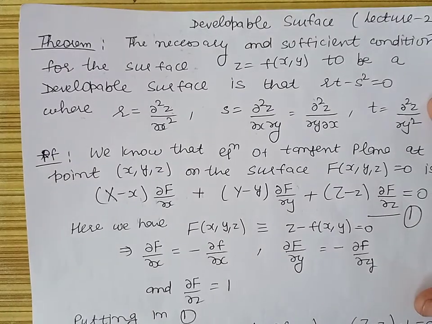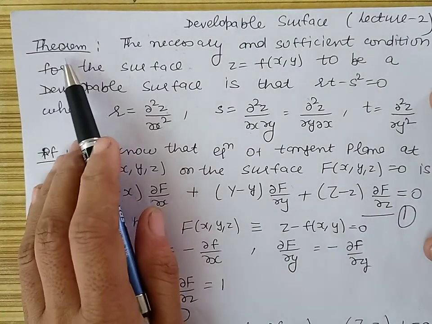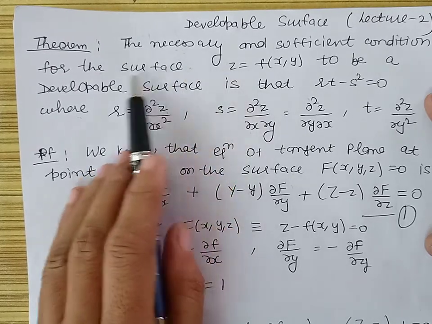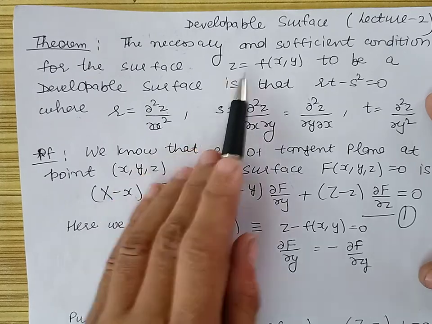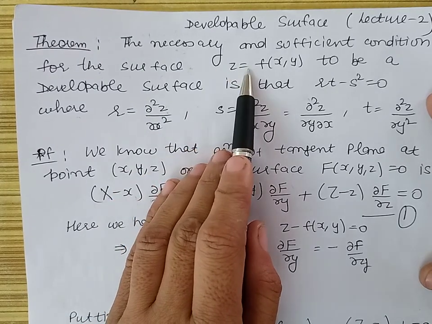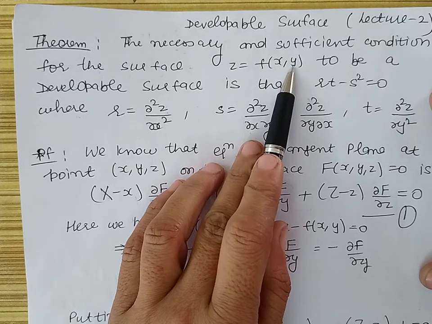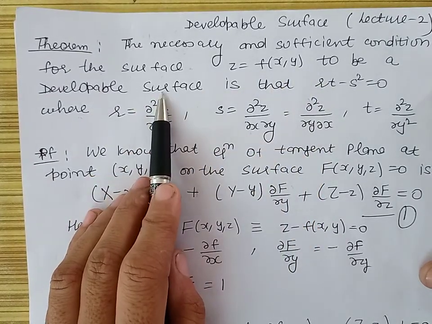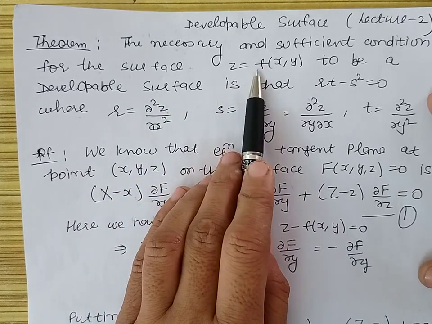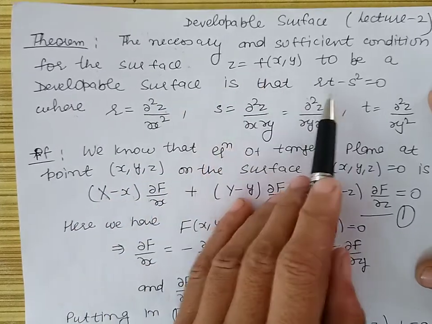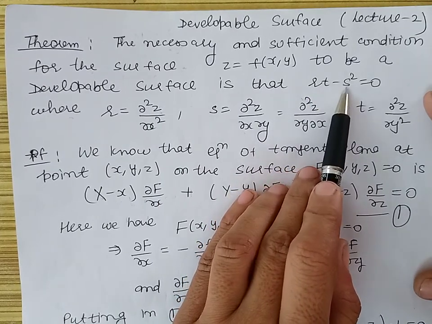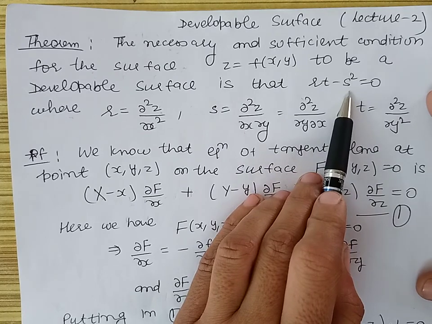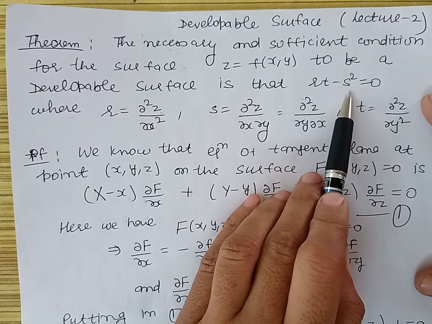Good morning, students. Today we will discuss the necessary and sufficient condition for the Monge surface given by z equal to a function of x and y to be a developable surface. The necessary and sufficient condition for this surface to be developable is that rt minus s squared is equal to 0, where r, s, t are the notations you have already used in partial differential equations.